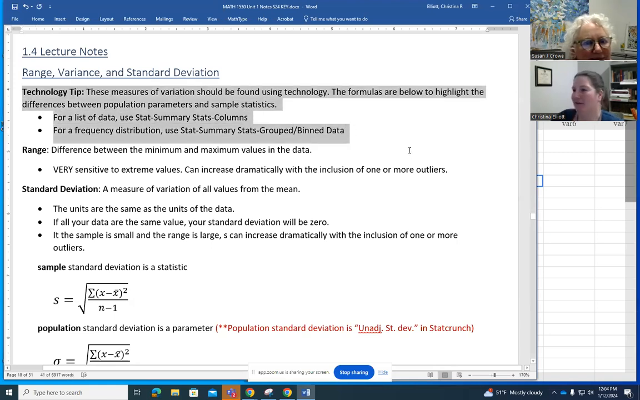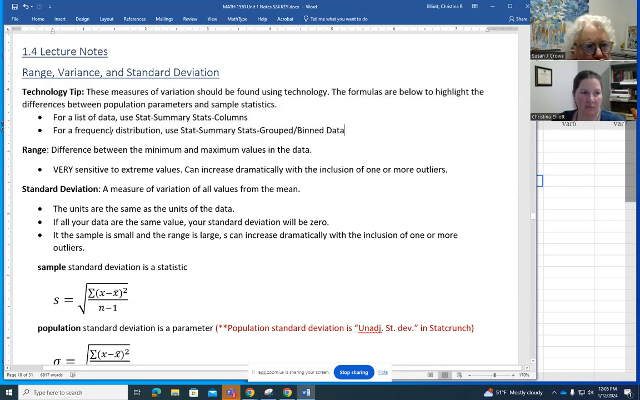we're going to be using technology to find these values. There are two formulas here in your notes, but that is really just to highlight the difference between the population parameter and the sample statistic. They're calculated slightly differently. We're going to use in StatCrunch Stat, Summary Stats, Columns if we have a list of data, and then Stat, Summary Stats, Grouped or Binned Data if we have a frequency distribution, just like we did for means.